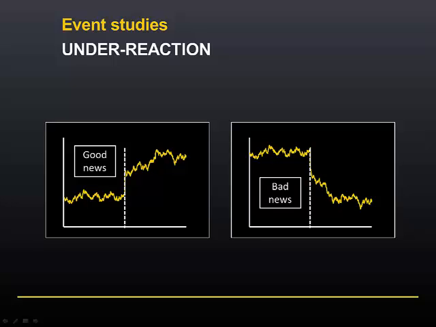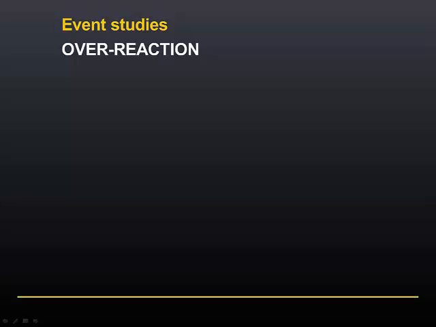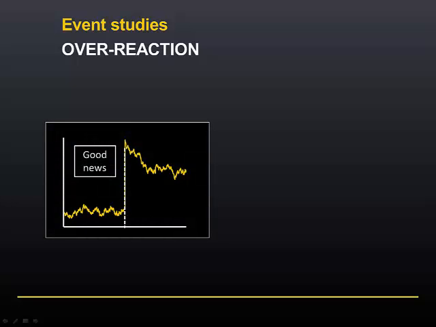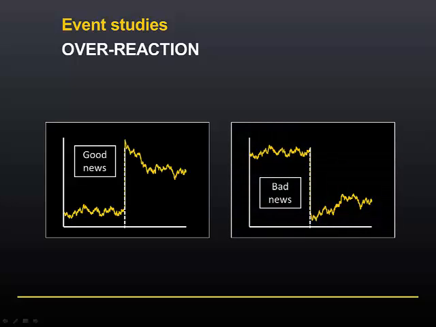Sometimes there could be overreaction. This is overreaction to good news. There's a significant immediate change in price, but then the market realizes that it has overreacted and the price falls to a level that accurately reflects the information. This indicates overreaction to bad news, an immediate and significant fall in price, followed by an increase in price to a level which accurately reflects the information.